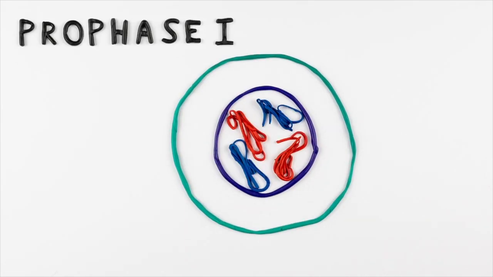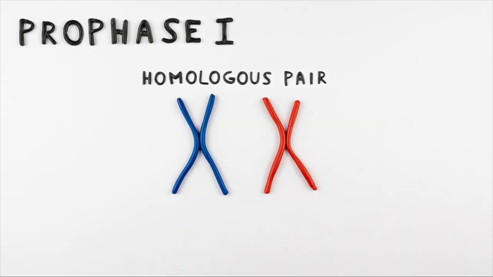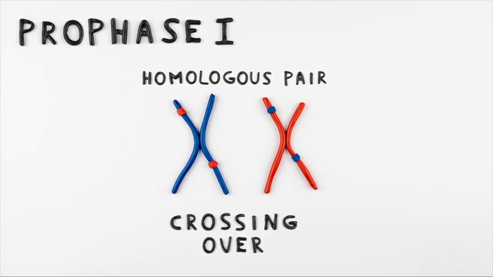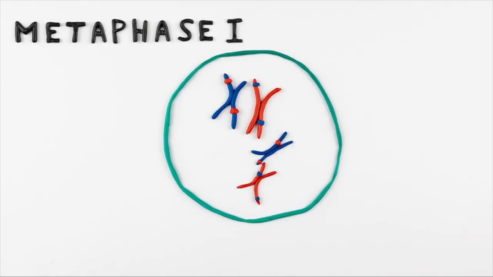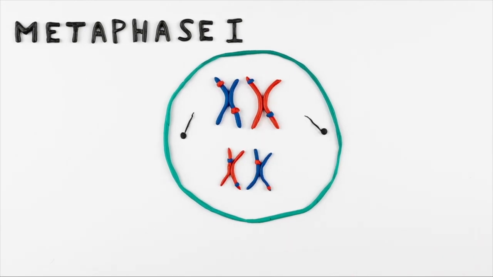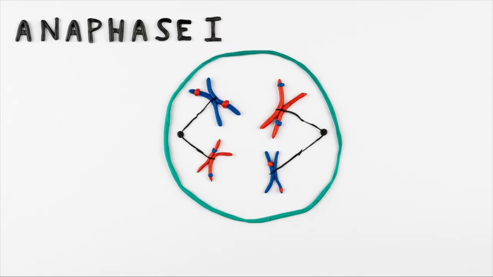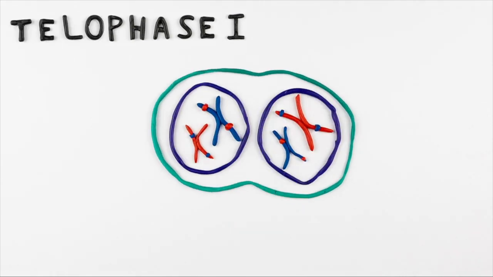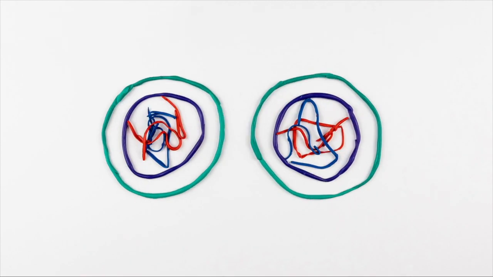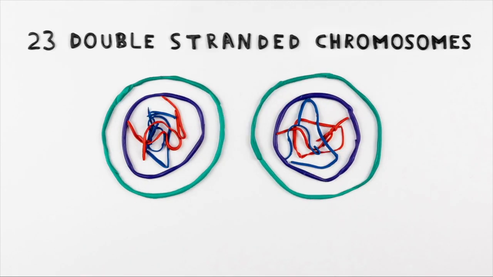In prophase I, the chromosomes condense and join together in homologous pairs. Each pair contains 1 chromosome from the father and 1 from the mother, with different copies of the same genes. Genes are swapped within each pair in a process called crossing over. The nucleus begins to break down. In metaphase I, the pairs of chromosomes line up in the middle of the cell. Fibers attach the chromosomes to 2 bodies on opposite sides of the cell. In anaphase I, the fibers separate the pairs by pulling them apart. In telophase I, 2 nuclei form, and then the cell splits into 2 cells, each with 23 double-stranded chromosomes.